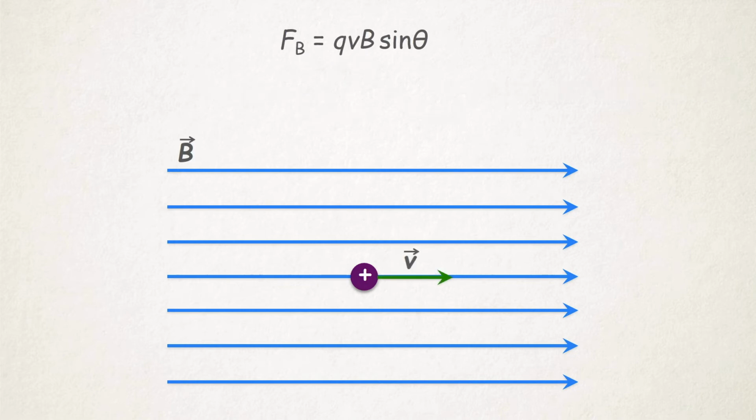But the direction that the charge moves in the field affects the magnetic force on the charge. If the charged particle's velocity is in the same direction as the magnetic field vector, then the angle between the velocity and the field is zero, and there's no force on the particle.